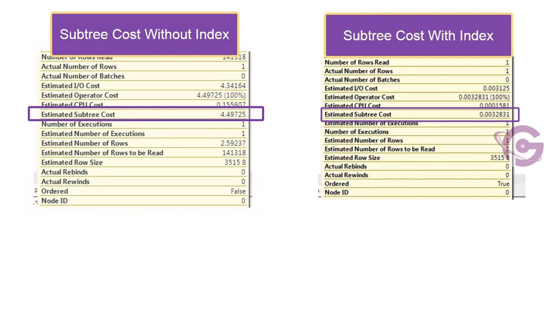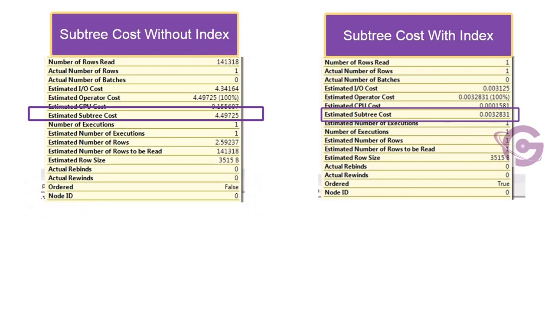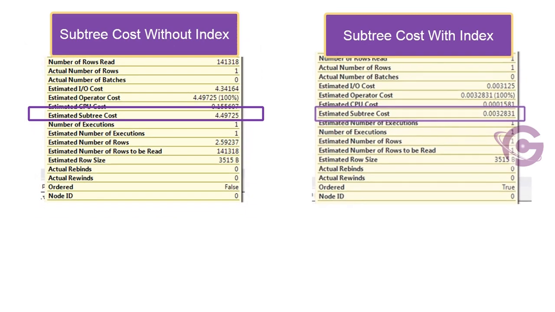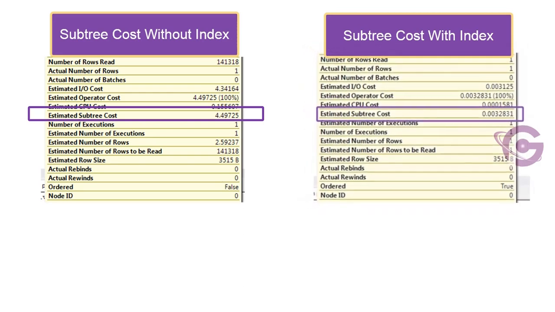This is the subtree cost without index, and this is the subtree cost with index: 0.0032831.